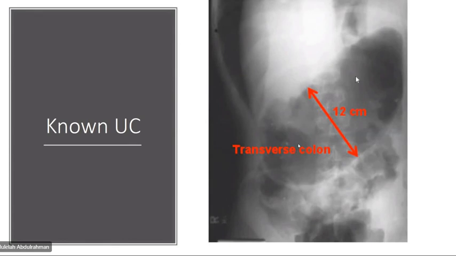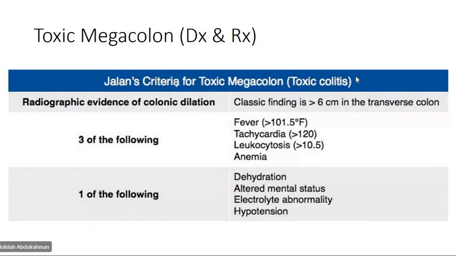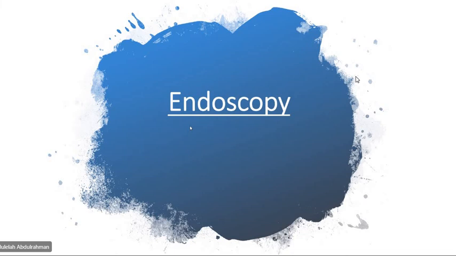So toxic megacolon is one of the feared complications of ulcerative colitis or any colitis. To define toxicity, you need to apply what we call the Truelove and Witts criteria or Jalan criteria for toxicity combined with megacolon. If there is toxic megacolon, you need to involve the surgeon. This is an indication for surgery. Rarely will patients do better on conservative management alone.